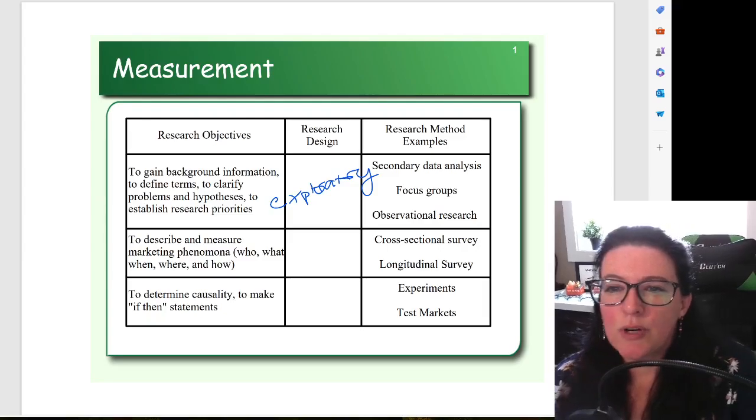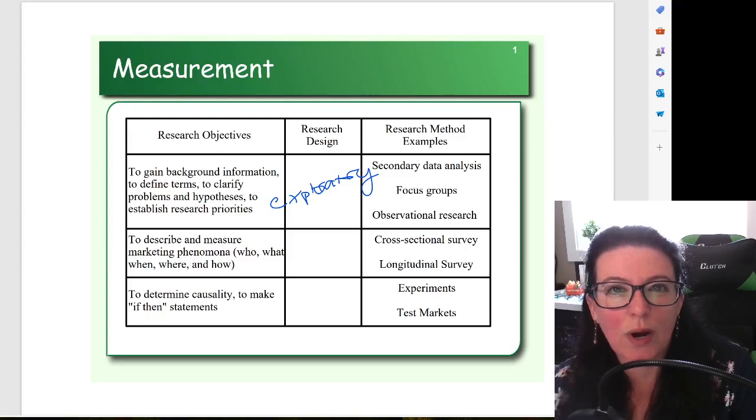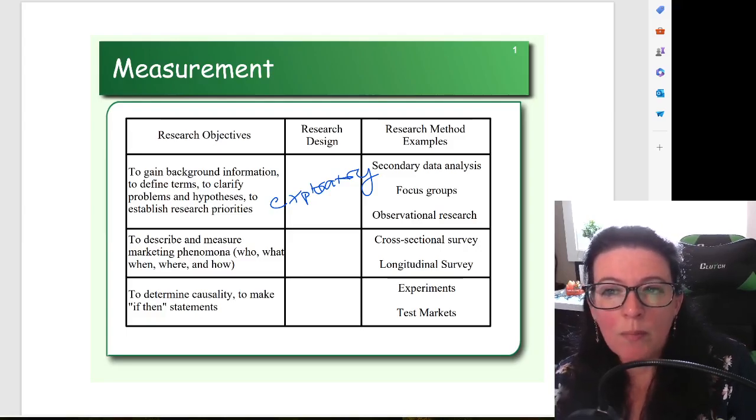So we're using exploratory when we don't have the answers already. We want to see what the options are out there. So we might use secondary data analysis, where other people have collected the data or where we collected the data previously for a different purpose.